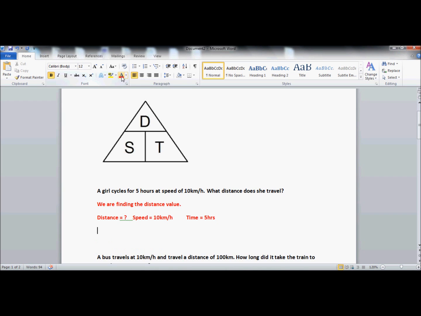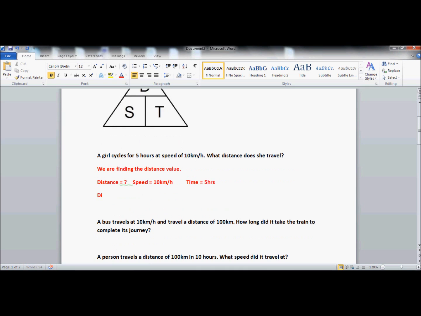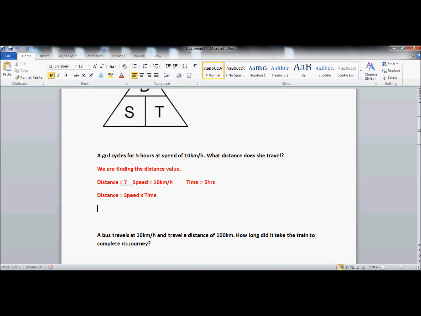Now, with the formula up here, the triangle, we just have to cover up the D, and we multiply the bottom two together. So we've got s times t. Distance equals speed times time, and that's our formula. Make sure you write as much information as you can to get full marks. And so we're just filling in the values.